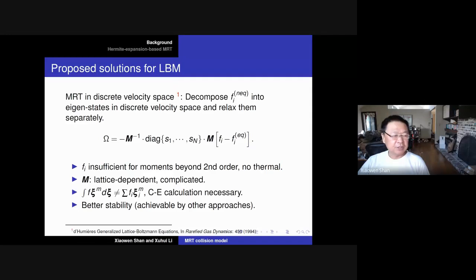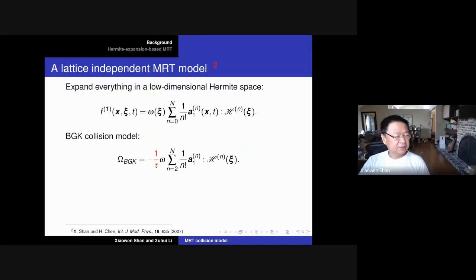And also, actually, this model is popular because it has improved the numerical stabilities. Actually, the same kind of improvement can be achieved with the so-called projection method. You can truncate the higher order components of it, and then get the same kind of effect. And also, a number of years ago, we proposed to do the MRT in the spectrum space. Basically, we expand the non-equilibrium part of the distribution function in terms of the Hermite polynomials.